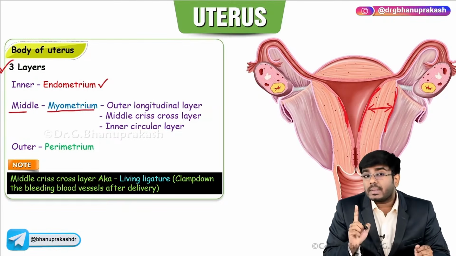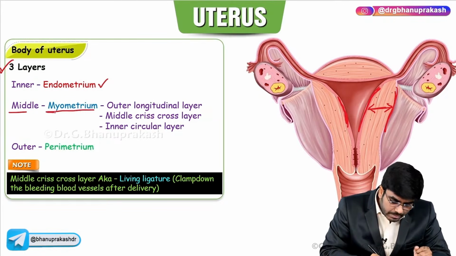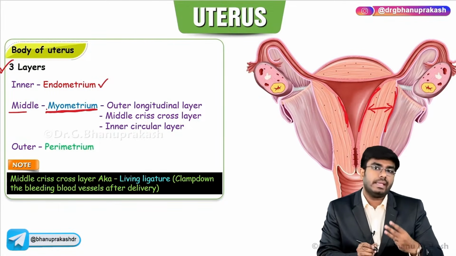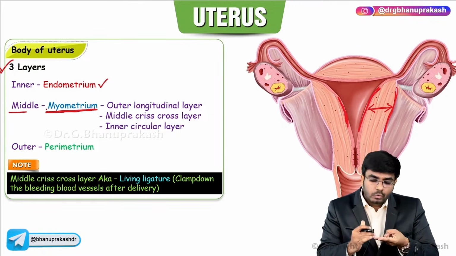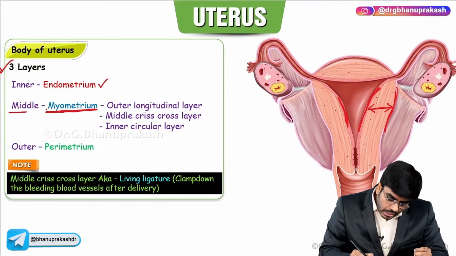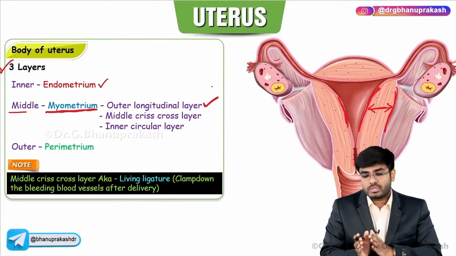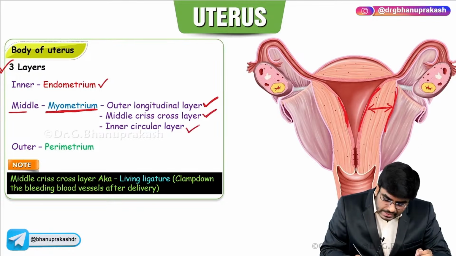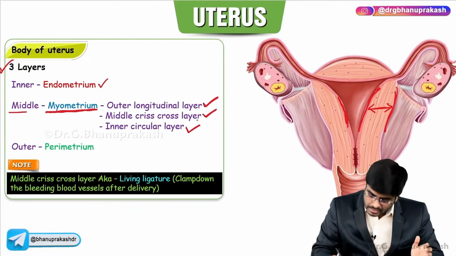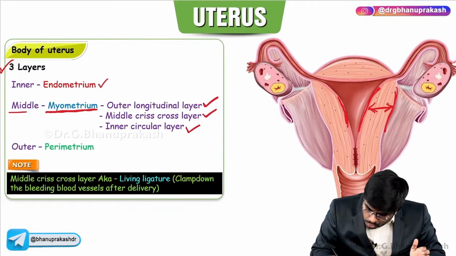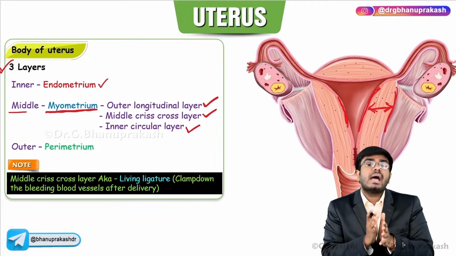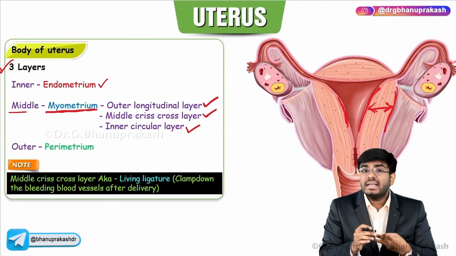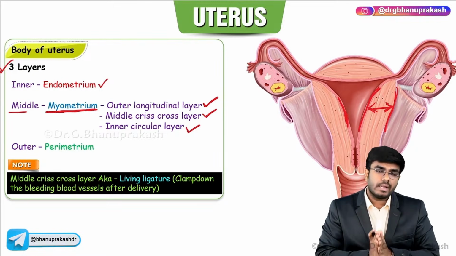Well and good. But the important point is this myometrium, this muscular layer. These muscles are again arranged in three layers. What are they? The outermost longitudinal layer, a middle crisscross layer, and an inner circular layer. Why is it important? I am still talking about the myometrium. These muscles are again grouped into three layers: outer longitudinal, middle crisscross layer and inner circular layer.